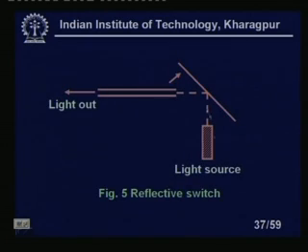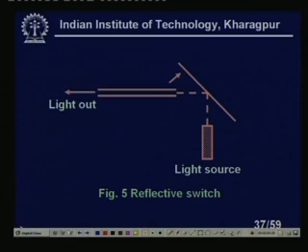This is a reflective switch. If the switch changes position like this, obviously the light source will not get any light out, so at the receiver we won't get any light. So, this is a reflective switch. This can also be used as a switch for fiber optic sensors.